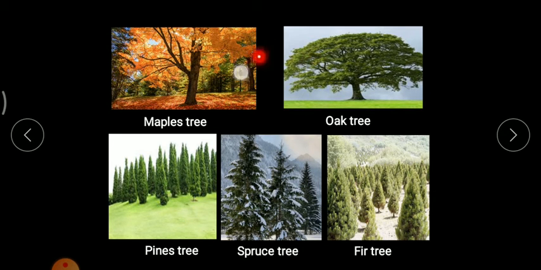In this, maple tree and oak tree are mainly found at the region of equator. These two trees are found at the region of equator, whereas pines, spruce and fir trees are found near Arctic Circle.